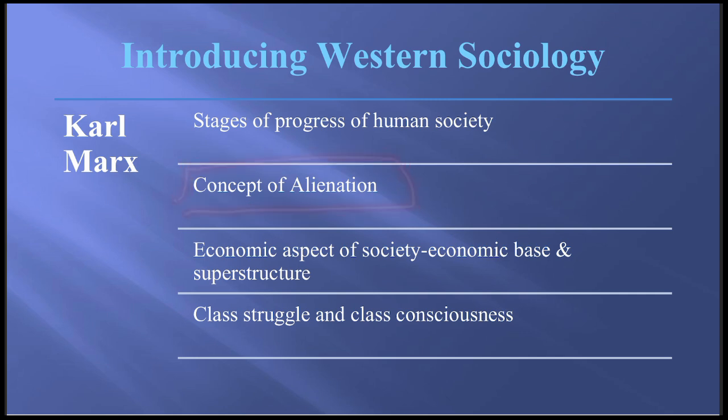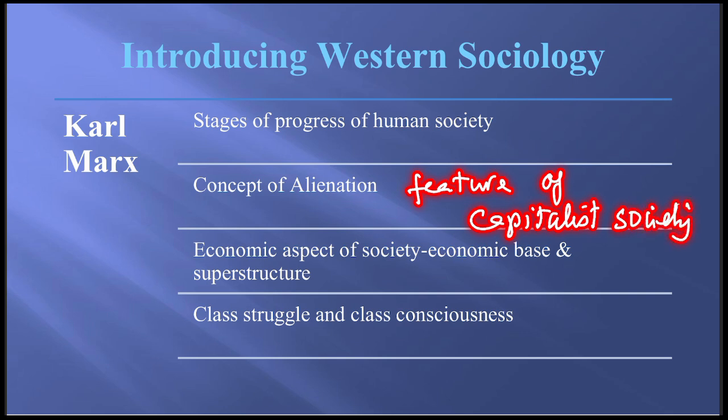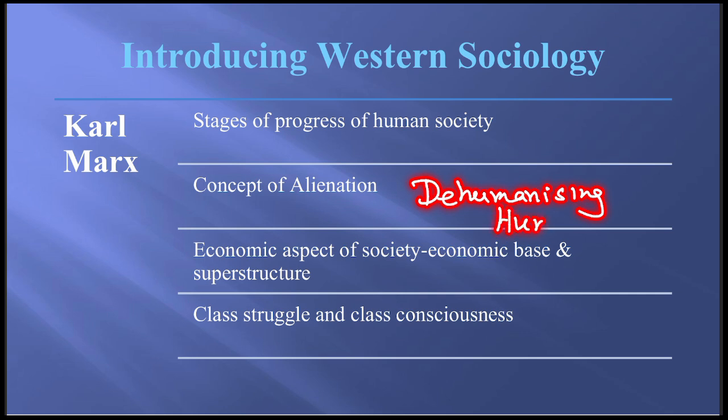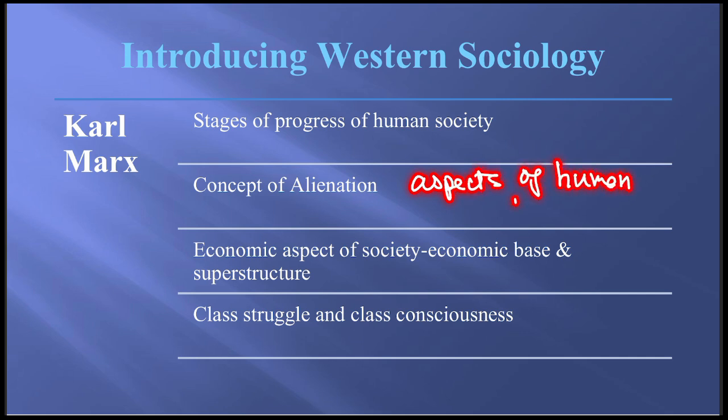Alienation was a feature of the capitalist society. So, alienation basically means that there is an estrangement or separation. And according to Marx, the capitalist society was characterized by this feeling. So, in essence, capitalism ended up dehumanizing humans. How, you might ask? Well, the humans felt separated from aspects of their human nature because of division of labor, and secondly, because of the stratified society which was based on social classes.